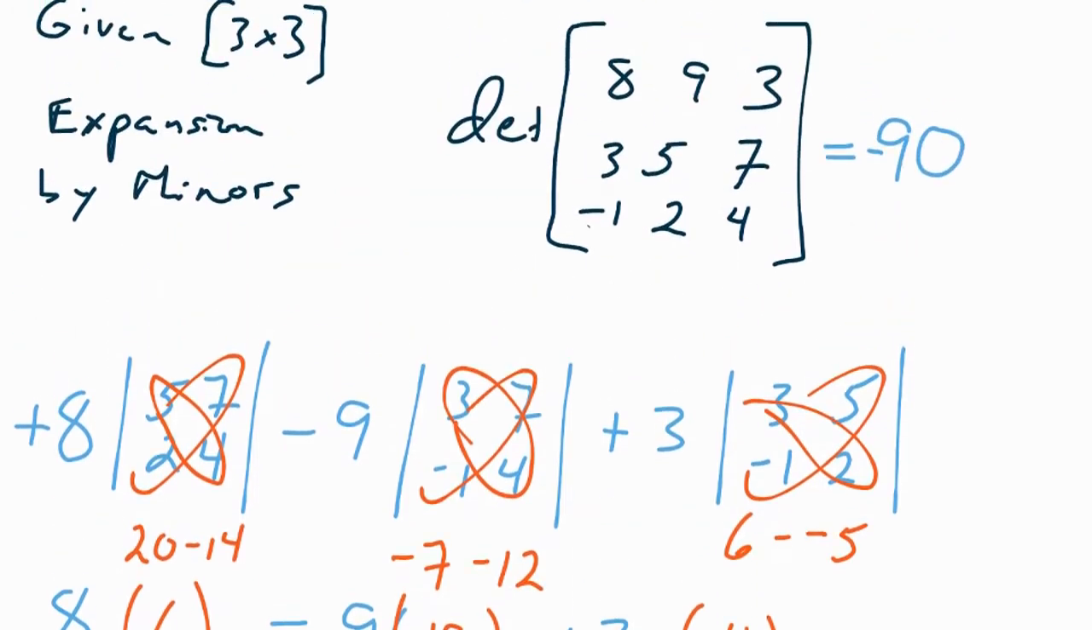If you're already wondering, could you have gone across to any row? Yes. Or any column? Yes. You can actually expand any row or column. I'll give you a problem to try in a second.